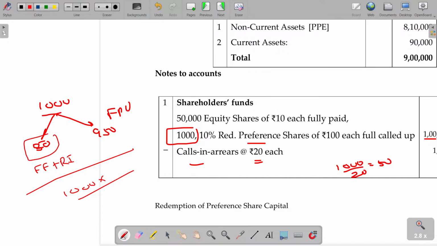It's a rare scenario. But if you have 1000 partly paid up shares and another 1000 fully paid up shares, and are asked to redeem, you have to redeem only the fully paid up shares. Okay, that additional information you have to understand.